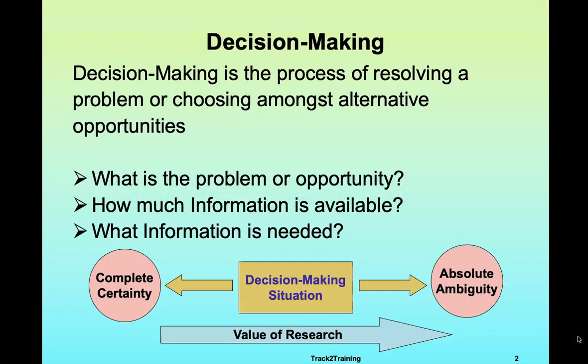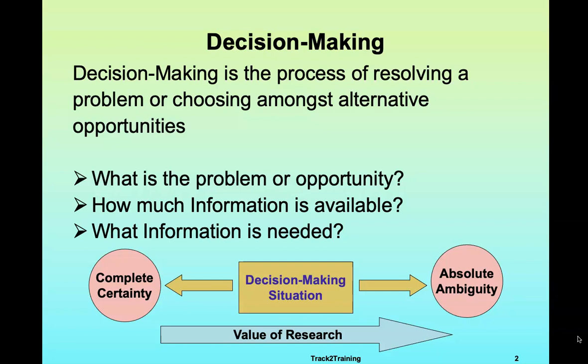So decision making is a very crucial stage of starting your research work, and it is about how you are going to resolve a problem or how you are going to choose the most suitable alternative that can suit your research. So what is the problem or opportunity? Then you have to identify how much information is available there and what information you need. Only then can you start a research work. Without an understanding of the research work that is there for you to do, you cannot start the work.